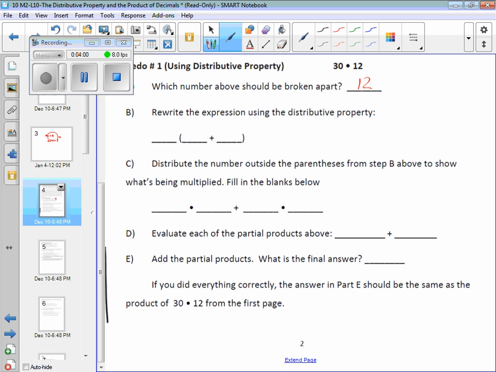Page 2. All right, next. The number that you did not break apart, which is 30, goes outside the parentheses on the next line. Take the 12 and break it up to two numbers that add together that make 12, and one of them has to end in a 0, because 0 is our friend. So what plus what? 10 plus 2. 10 plus 2 makes the most sense.